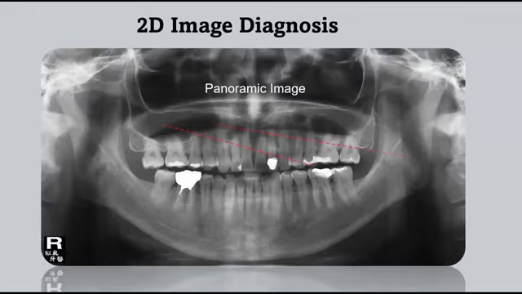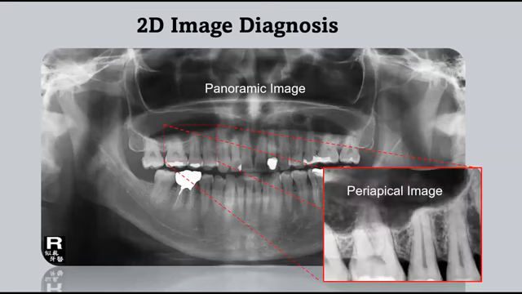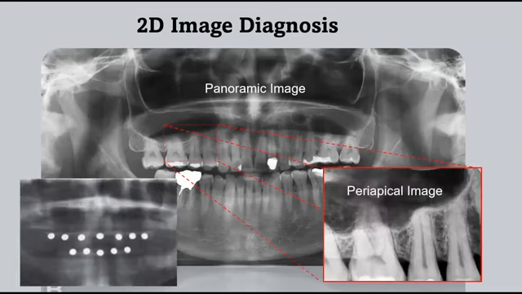The two-dimensional imaging technique, as in a panoramic radiograph, is used to depict the body of the mandible, maxilla, and the lower one half of the maxillary sinuses in a single image. This modality is probably the most used diagnostic modality in implant dentistry.